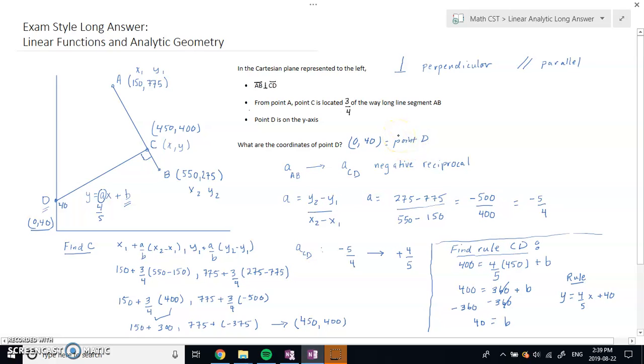I hope that helped you work through a long answer style question as it would appear on the exam. And try the practice questions that come with this video and give yourself some chances to work with both linear functions and analytic geometry. And then you can do some self-check for how you did on those questions.